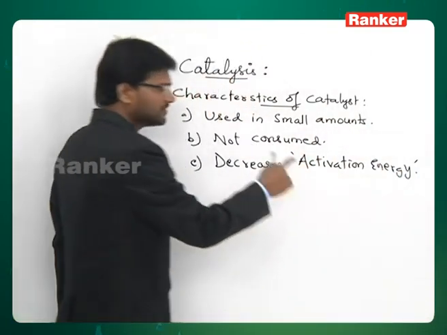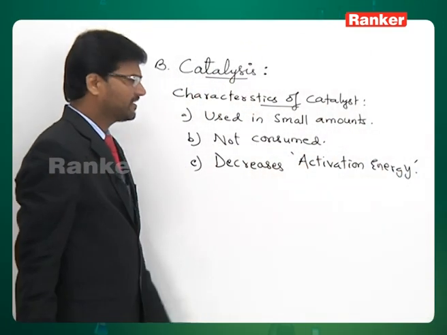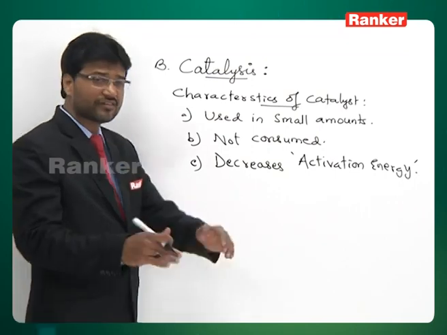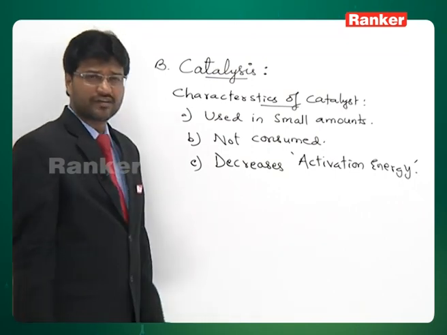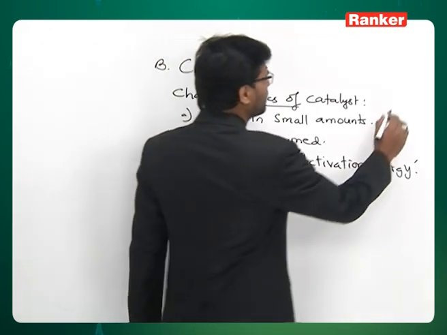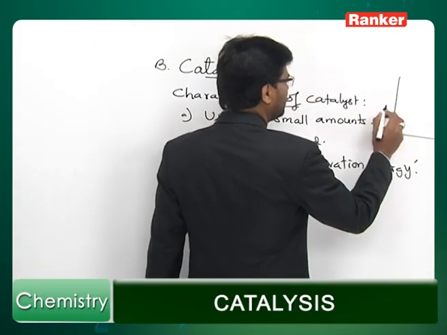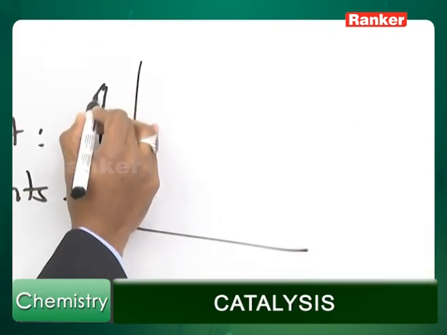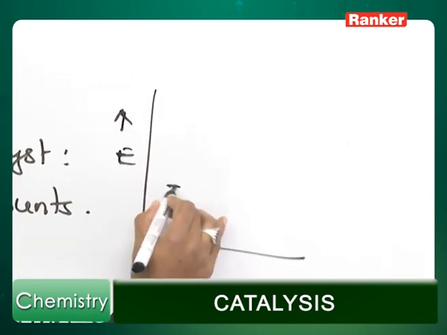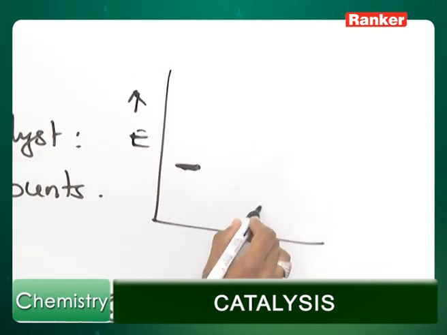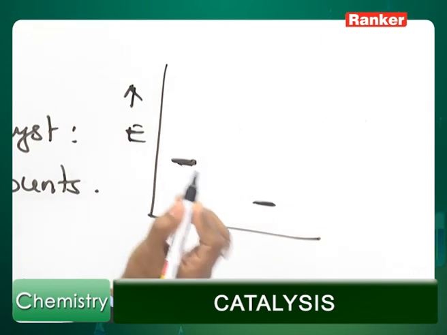This is how a catalyst helps. It lowers the activation energy of the reaction. In this way, it can increase the rate of reaction. Look, if you see the energy profile diagram for a chemical reaction, imagine this is the average energy of reactants, this is the average energy of products. This is an exothermic reaction.